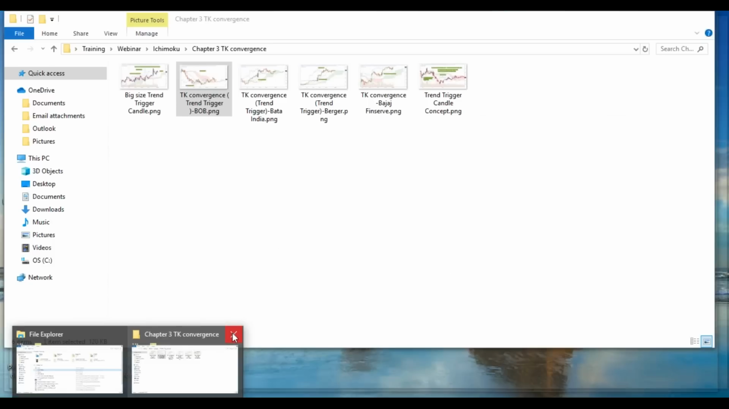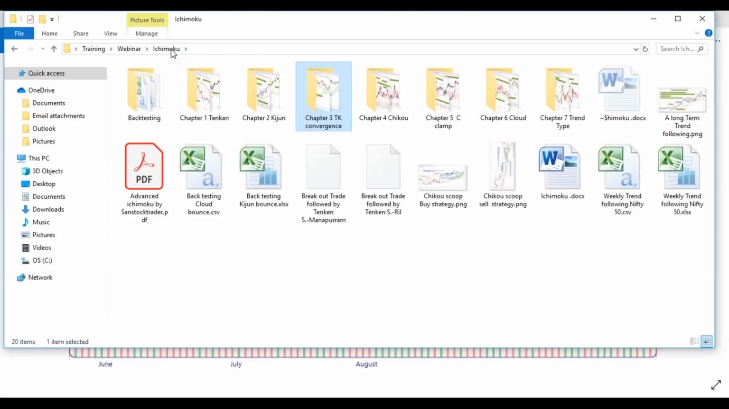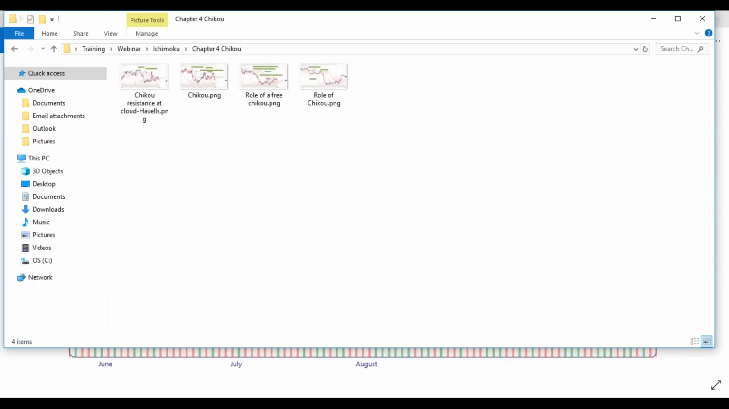So I have completed the TK conversion strategy as well. Now Chikou. Chikou is one of the most misunderstood components of the Ichimoku, but it is one of the really crucial components when it is used with the other components. Let me explain. So first of all, what is the Chikou?